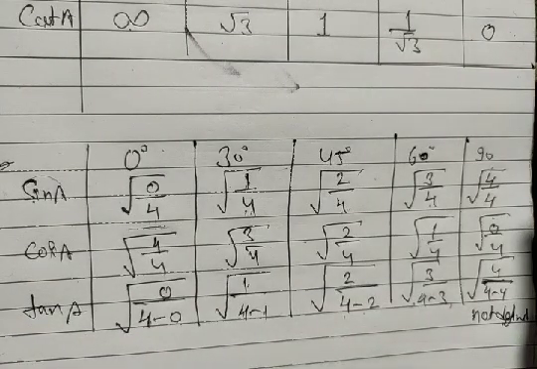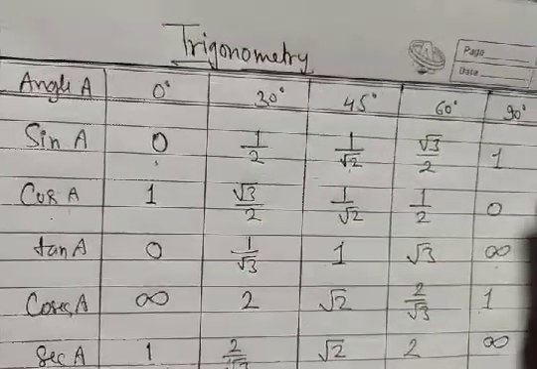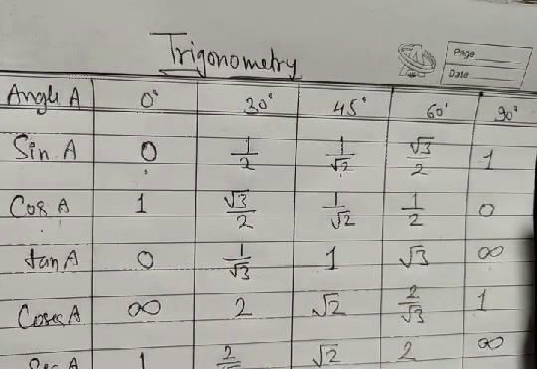If you cannot memorize the values of the specified angles 0, 30, 45, 60 and 90 degree, then please go through your books or your chart, or whatever you use for your geometrical concepts, to find out the values of 0, 30, 45, 60 and 90. Now we have discussed the values.